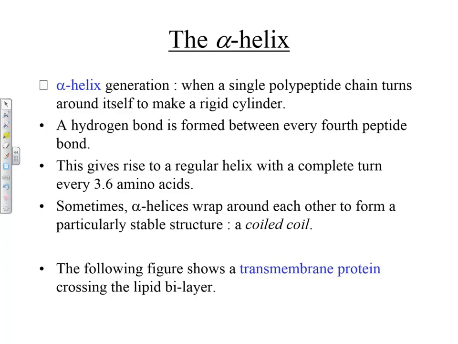So every fourth peptide bond, there will be a hydrogen bond linkage, right? And again, you have to do the math. I have not done it. But this gives rise to a regular helix with a complete turn every 3.6 amino acids, okay? Somebody has done the math, doing all the calculation. Not somebody, lots of people have done the math.